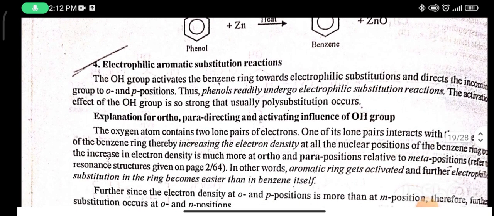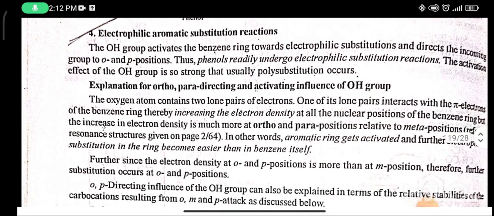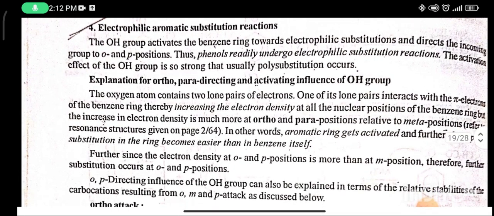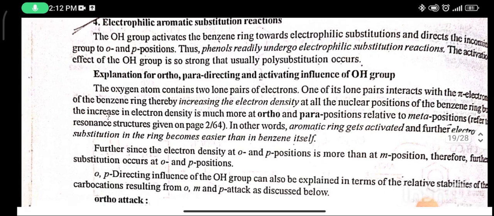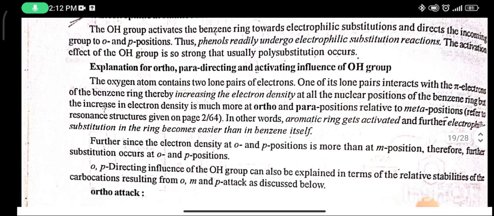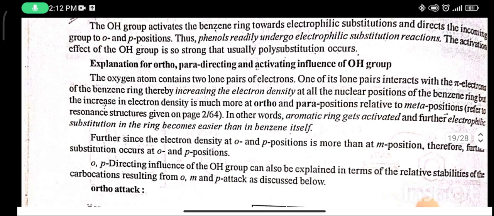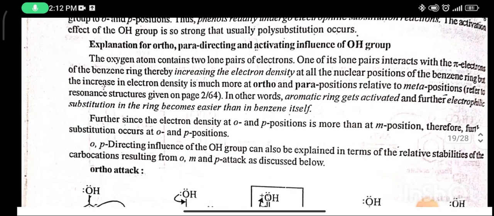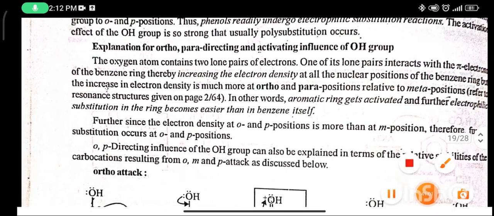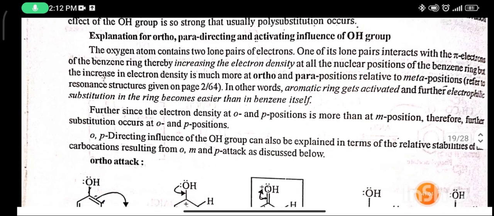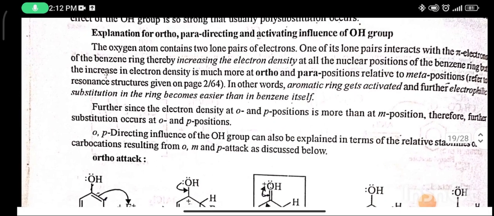Electrophilic aromatic substitution reaction. The OH group activates the benzene ring towards electrophilic substitution and directs the incoming group to the ortho and para positions. Thus, phenol readily undergoes electrophilic substitution reactions. The activating effect of the OH group is so strong that it usually substitution occurs. Explanation of ortho-para directing and activating influence of the OH group.